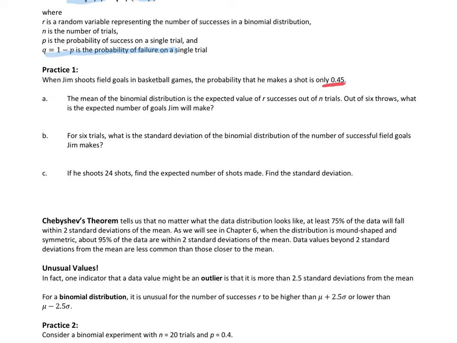So when Jim, that's me, shoots field goals in basketball games, the probability that he makes a shot is 45%. The mean of the binomial distribution is the expected value of successes out of n trials. Out of 6 shots, what is the expected number of baskets Jim will make? So the expected is the mean, and that's just n times p. So you're going to go 6 times 0.45, and that equals 2.7 made shots out of 6.